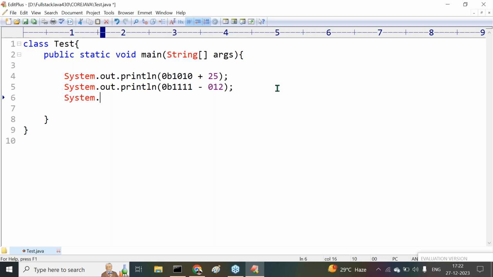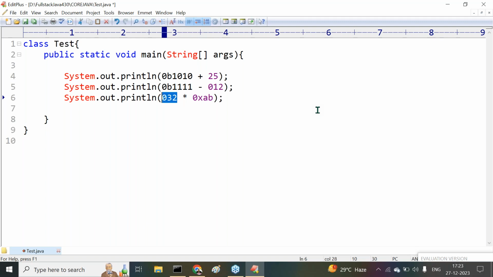Next one is System.out.println of 123 or maybe 032 star 0xab. Some value we are able to get, somewhat bigger. Now 0xab in the sense, its value is like what? 16 power 0 times 11 plus 15 times 16 power 1. Like this we have some value. In that way conversion is going to happen.